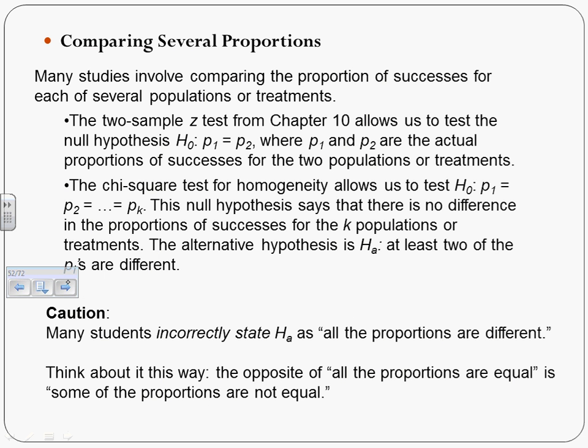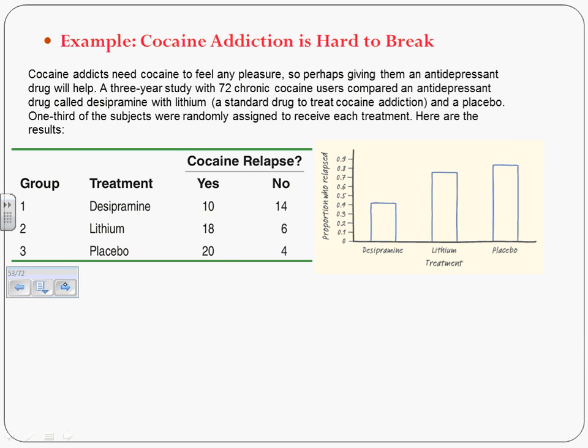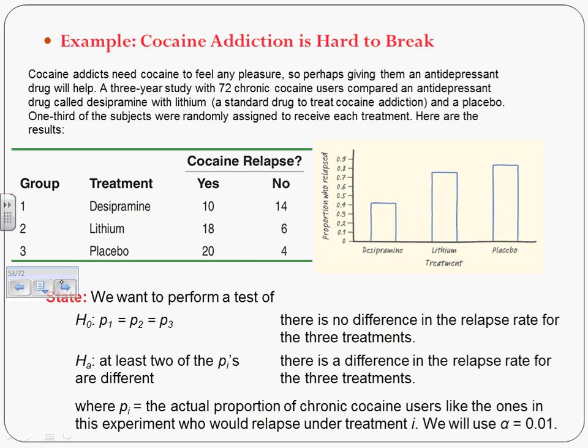Okay, so many students will incorrectly state the HA as all the proportions are different. So make sure you just say at least one. Okay. And I'm going to see if you guys can do this one. You can pause at any time.